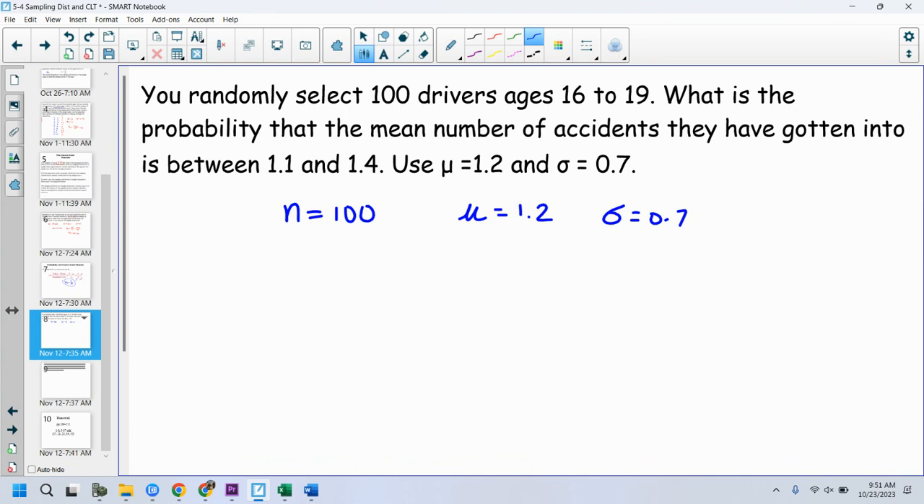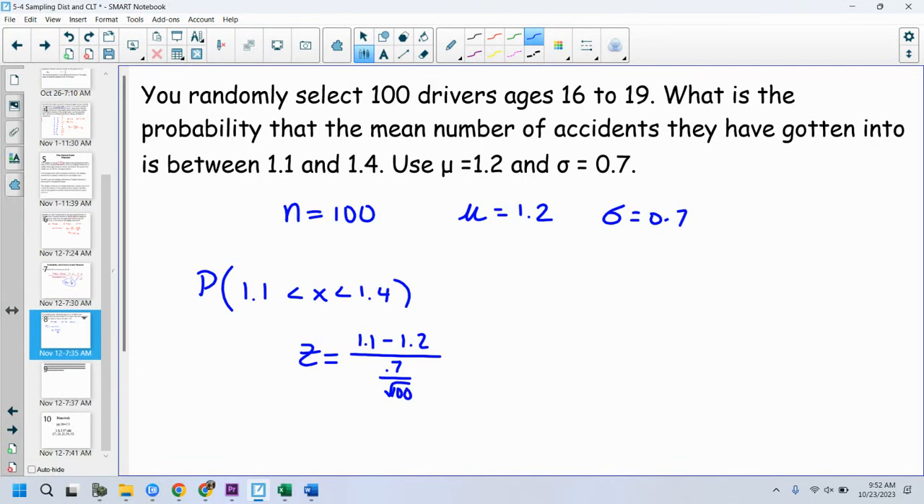Now, I need to turn these into z-scores because I need to know what's the probability that it falls between 1.1 and 1.4, which is essentially the same thing that we did on our quiz, right? Well, let's turn that 1.1 into a z-score. So in this case, z-score is going to be x, so 1.1, minus mu, 1.2, divided by, now here's the catch, it's not sigma, it's sigma divided by the square root of n. So 0.7 divided by the square root of 100.